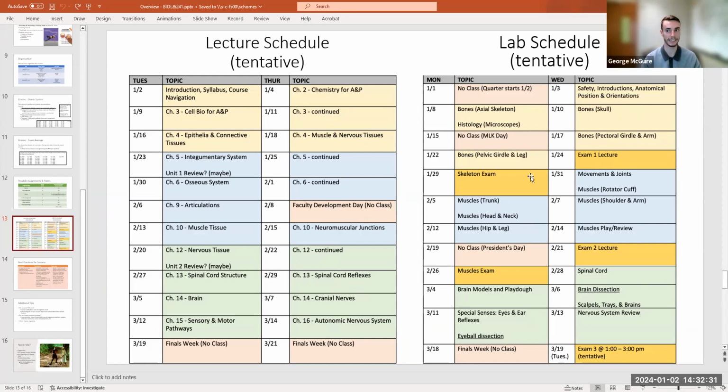Our exams are going to be taken in lab whenever we have them. So our first exam is going to be the lecture exam 1 on January 24th in lab, and then you'll have the lab exam for Unit 1, the skeleton exam, that following Monday. So hopefully this is helpful for you. I recommend you download that and save it somewhere where you're going to see it often, so you always have a heads up on what's going on. And when class is canceled, I guess the next one we have coming up is for Martin Luther King Jr. Day on Monday the 15th.